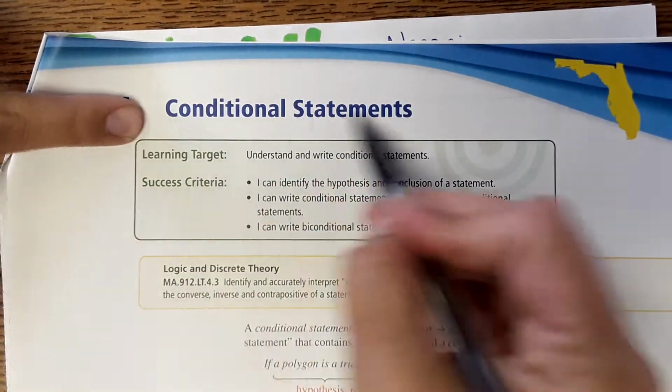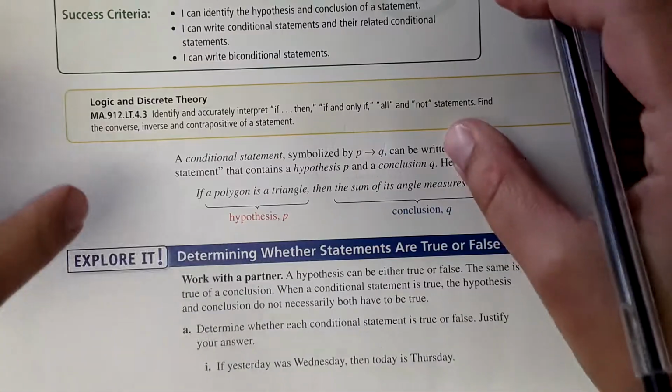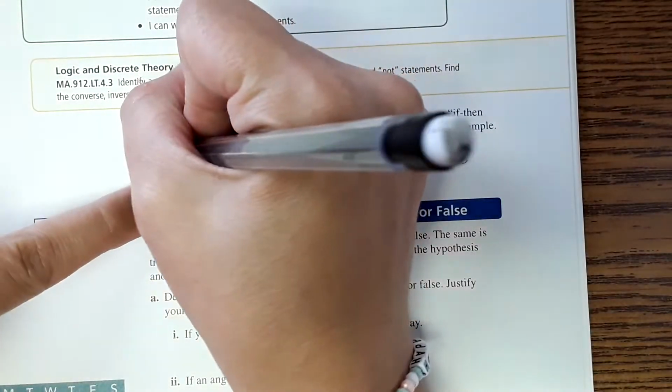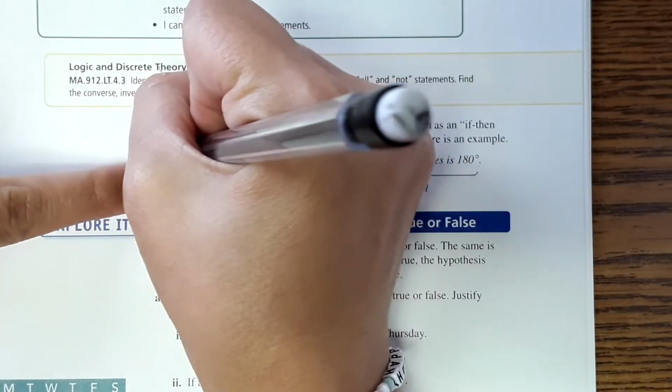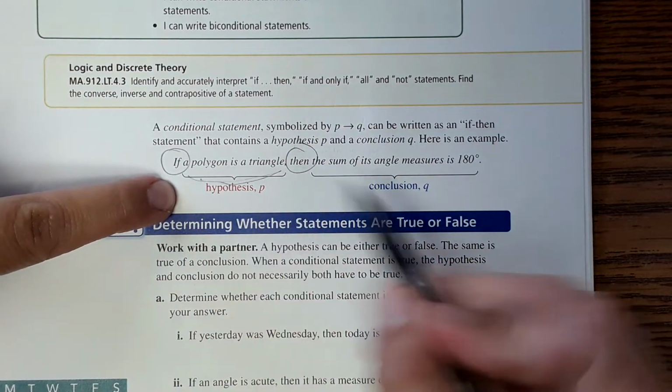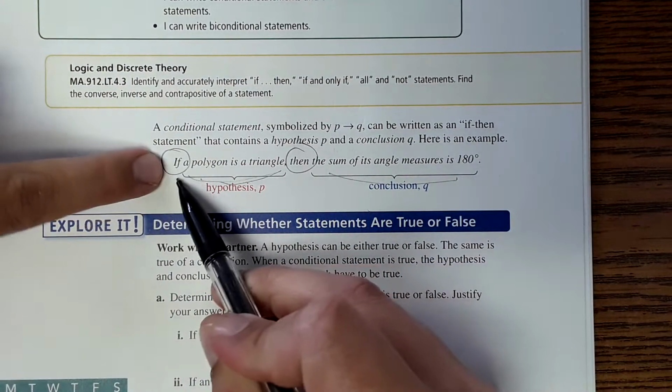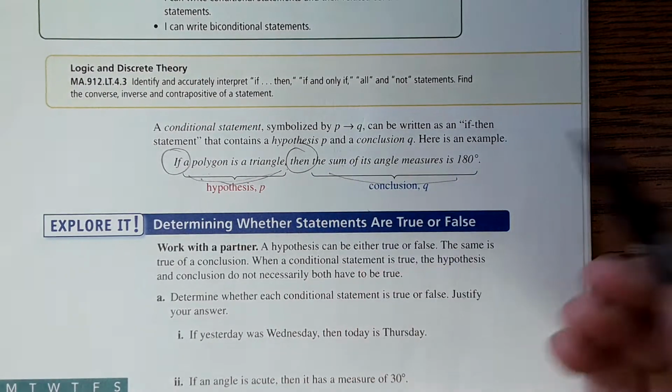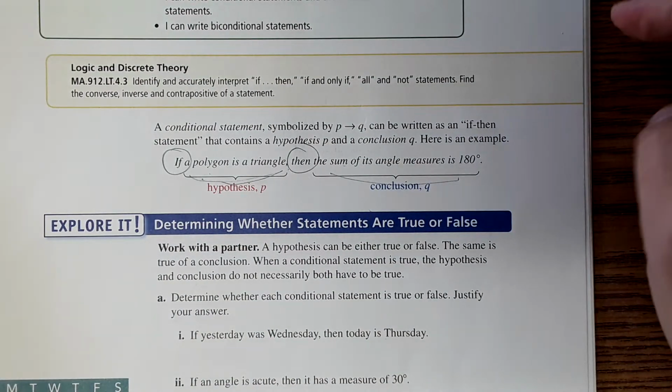Okay, so this lesson's all about conditional statements. Most often you'll see these in an if-then format. Just looking at this one quickly, we have "if" right here, and then a hypothesis and a conclusion. In the example, if a polygon is a triangle, then the sum of its angles measures 180.